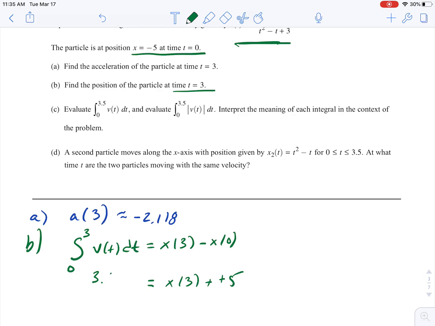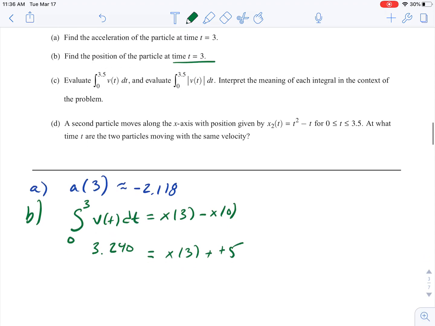And I am getting 3.2397, so 3.240 to 3 places. All right. And if I now subtract the 5, position at time 3 ends up being -1.760. Okay. And they're given 3 points for that.